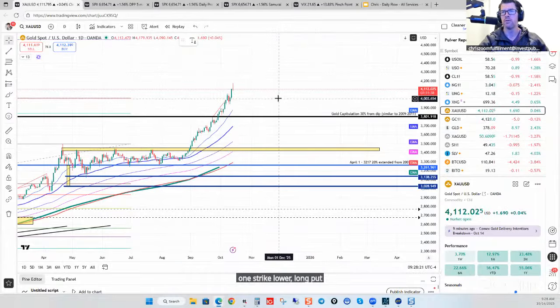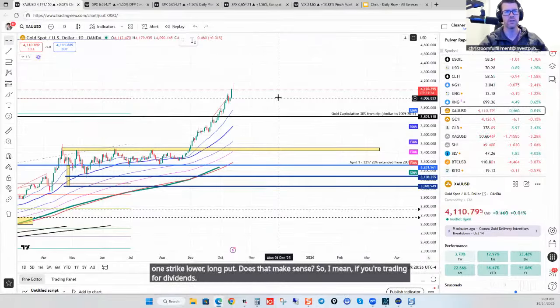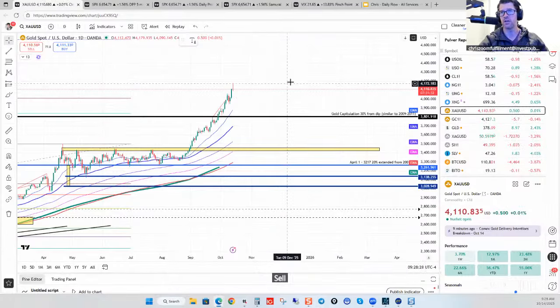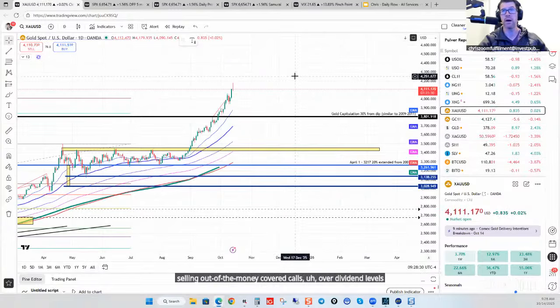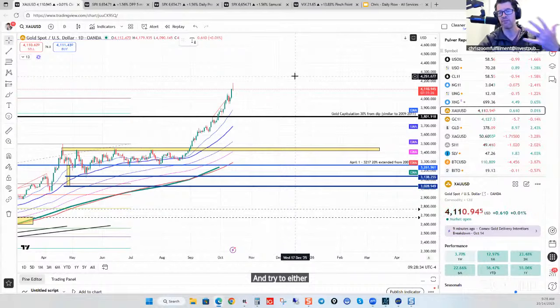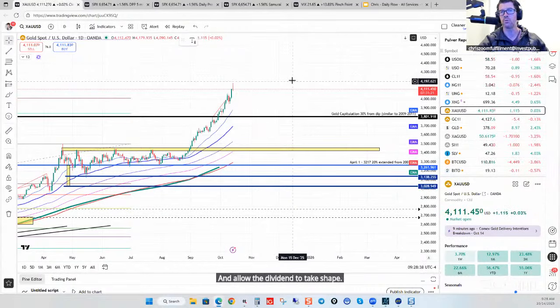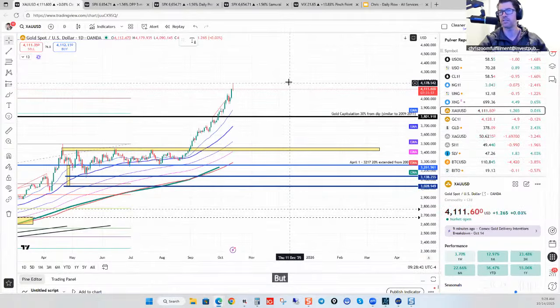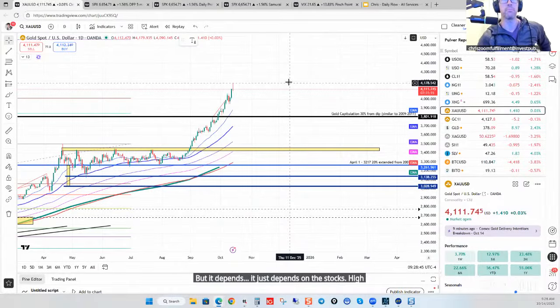Does that make sense? So, if you're trading for dividends, you're probably better off selling out-of-the-money covered calls over dividend levels, or be mindful of those dividend expirations and try to either not have the price covered and allow the dividend to take shape, or you keep it out of the money. But it depends. It just depends on the stocks. High dividend stocks are usually low premium.